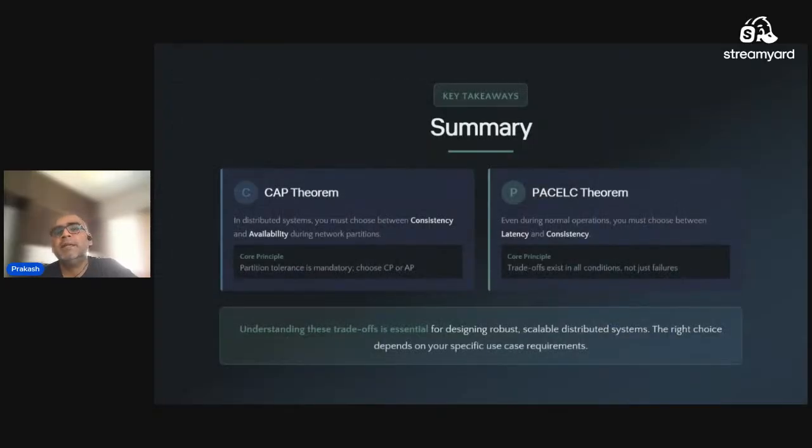Now, to summarize the takeaways: we talked about CAP theorem, where you have to choose between consistency and availability during network partitions, and in PACELC theorem, you manage latency versus consistency. You can choose consistency, where we have a little bit more latency, versus latency, where of course it is faster. You have to pick in those cases, and it applies to all conditions, not just failures.